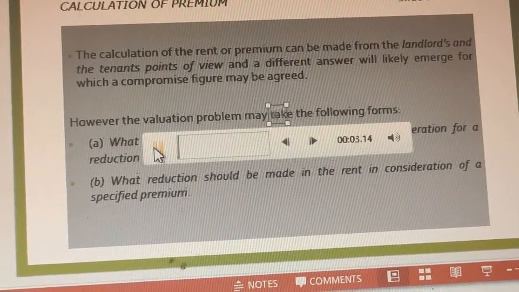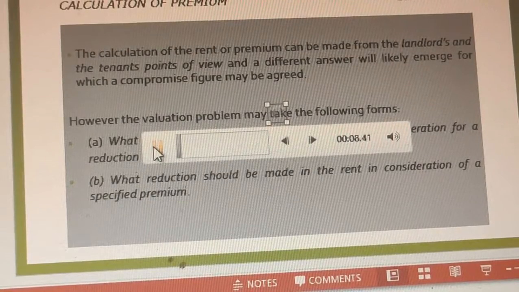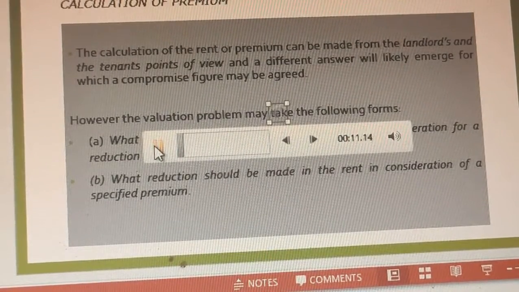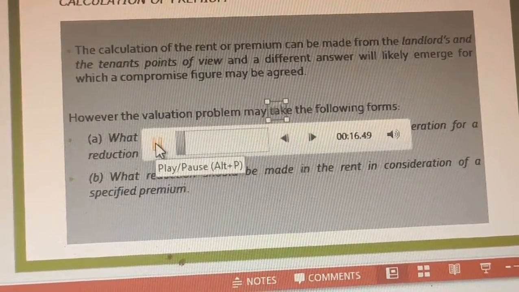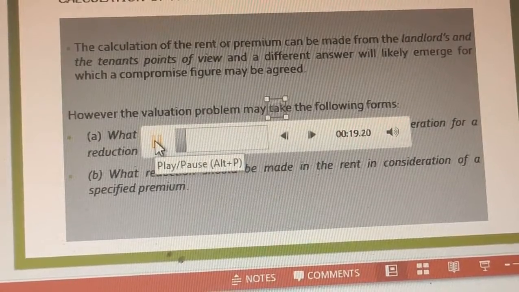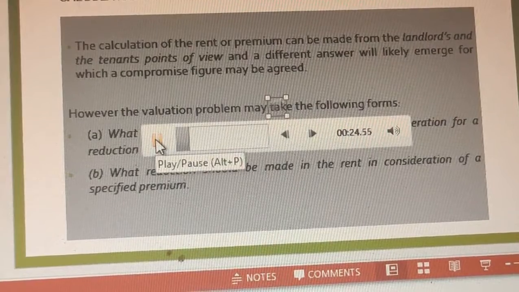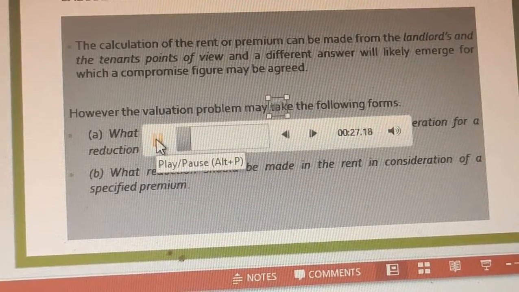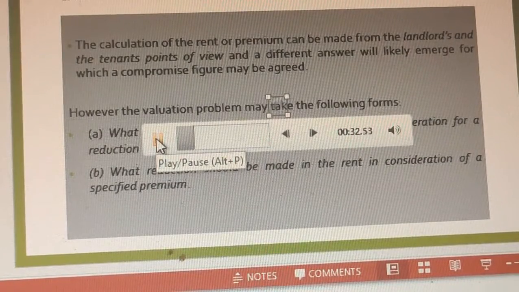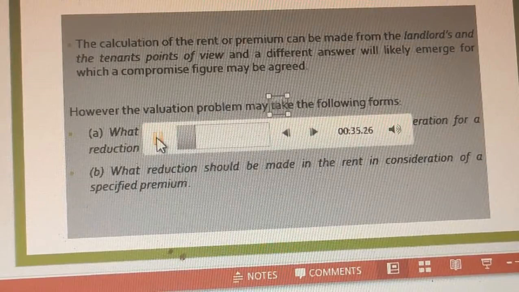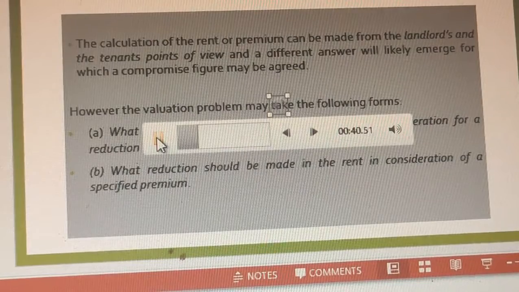Calculation of premium. The calculation of rent or premium can be made from the landlord's and the tenant's point of view. Since there are two basic points of view which were highlighted before, the landlord is likely to be focusing on the premium because it is a lump sum cash which he receives, while the tenant may be focusing on the reduction in rent he is going to achieve, because it's going to be easier for him to be paying the rent anyway.